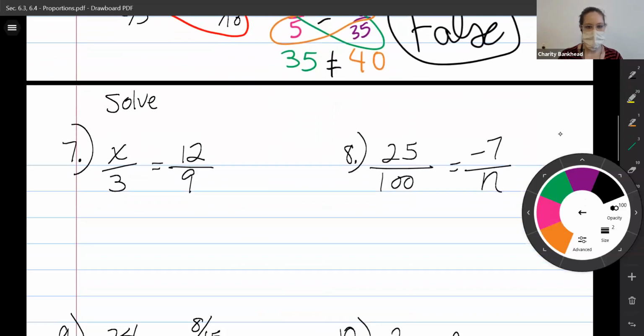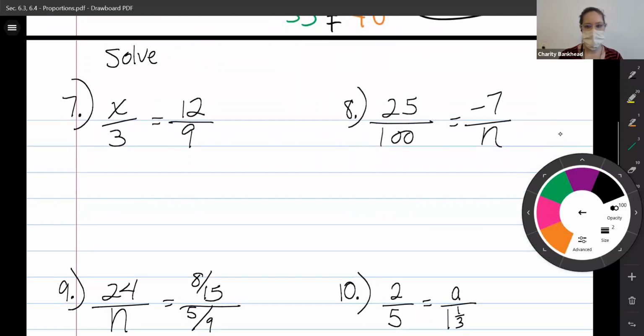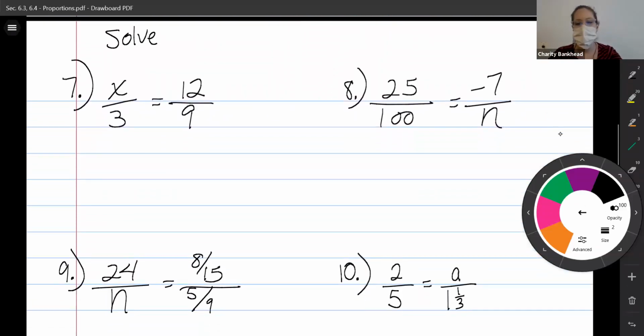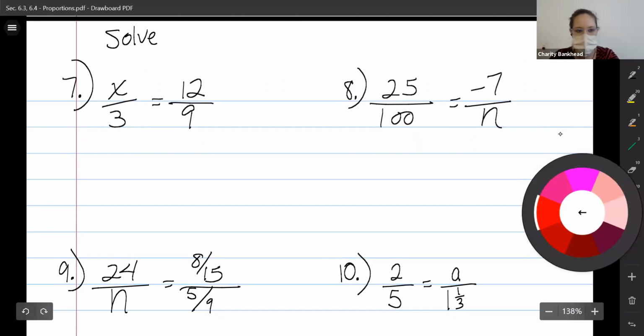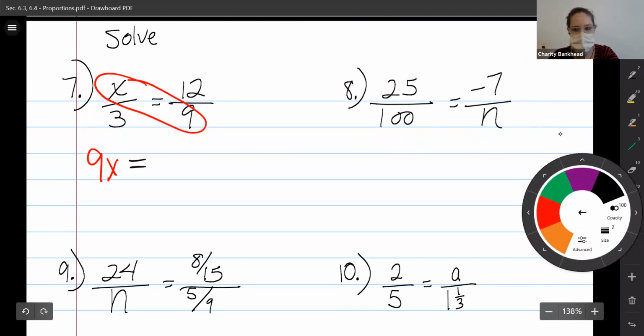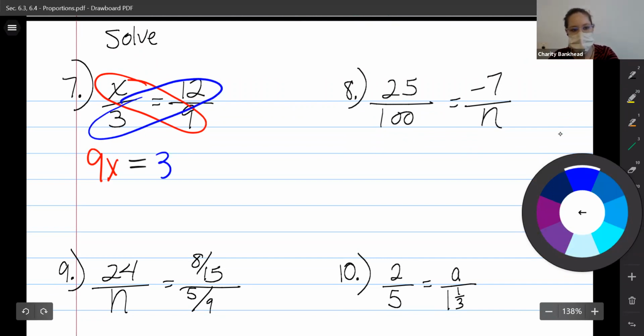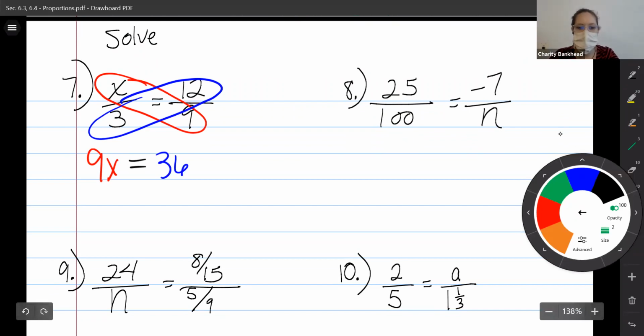Then actually solving the proportion. So to actually solve it, I would cross multiply. So x times 9, that's 9x equals, and then 3 times 12 is 36. So now I just have 9x equals 36, and then I can just divide both sides by 9, which gives me x equals 4.